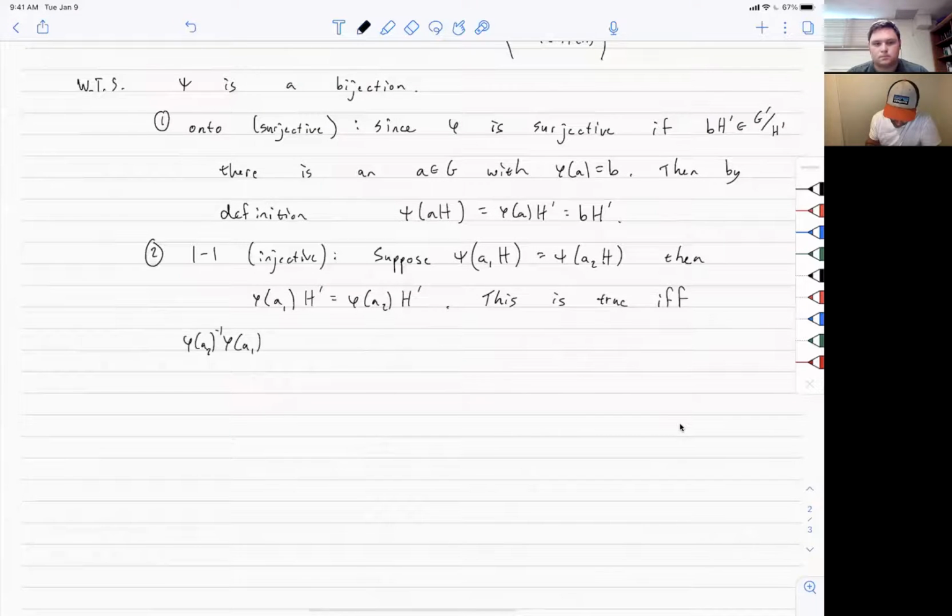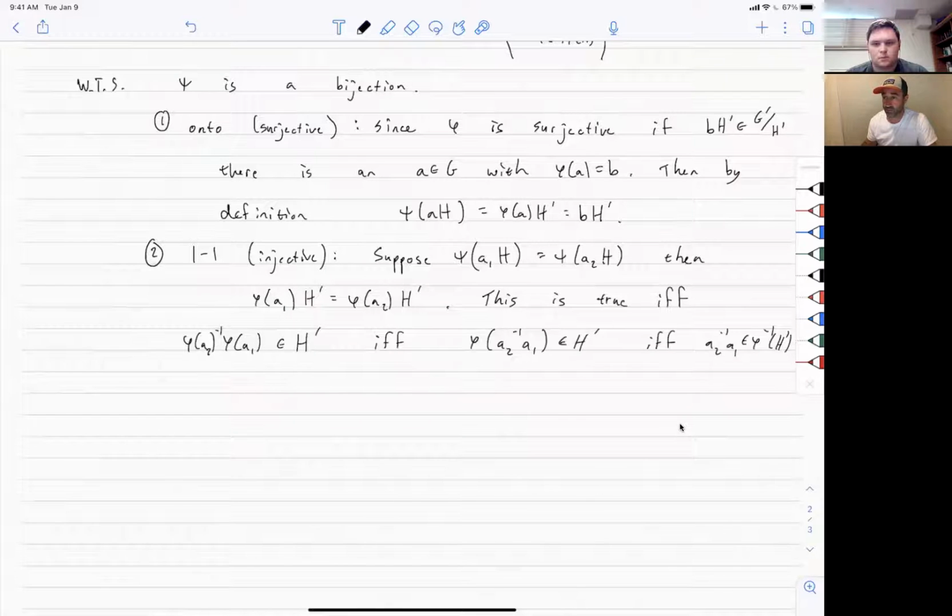We have this condition, right? But that's true if and only if, because phi is a homomorphism, we have phi of A2 inverse A1 is an element of H prime. And by definition, that's true if and only if A2 inverse A1 is an element of phi inverse of H prime. That's the definition of the inverse image of a subgroup. But this is equal to H.